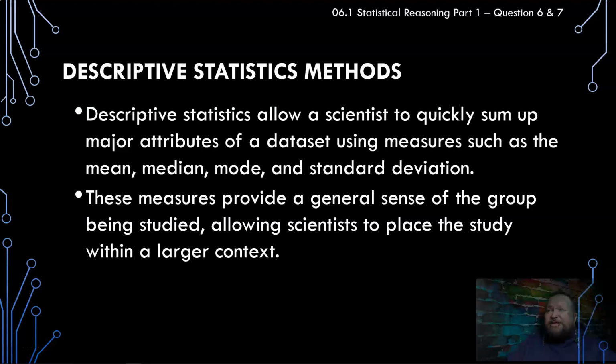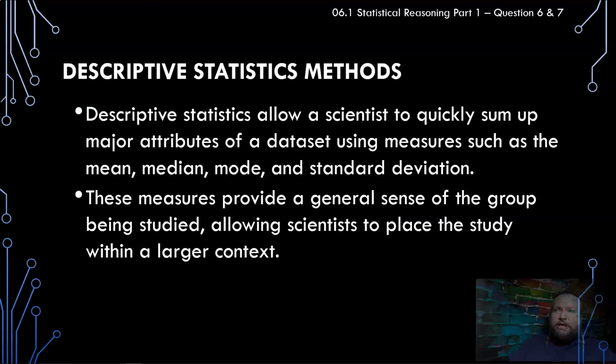So the descriptive statistics allow science to quickly sum up major attributes of a data set or population using measures such as the mean, median, mode, and standard deviation, and things like range and other stuff that we'll be going through here. And so that mean, median, mode, and standard deviation are those kind of summary descriptive statistics numbers, and then also using things like graphs and other stuff. And they're calculations you make to tell you, okay, what's happening with this data I'm looking at. And so a general sense of what's going on with the group you're looking at.